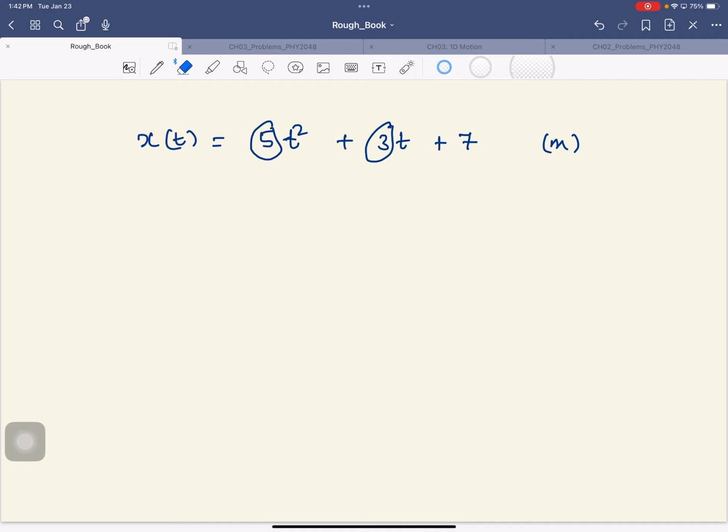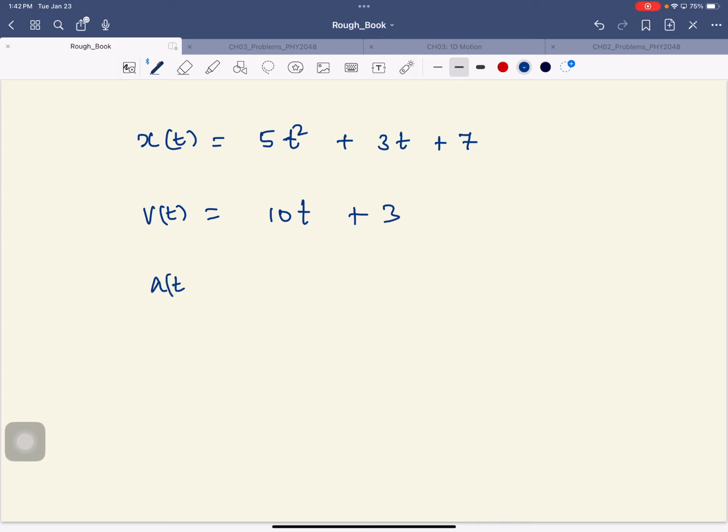All right, so now what we're going to show. So what is the velocity? Again, the units would be meters per second square.